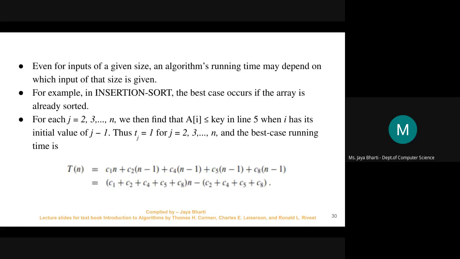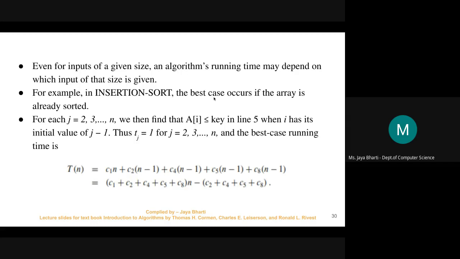So even for inputs of a given size, an algorithm's running time may depend on the type of input, whether it is sorted in increasing order, sorted in decreasing order, or some random data. It will depend on that only. So for example, the insertion sort.